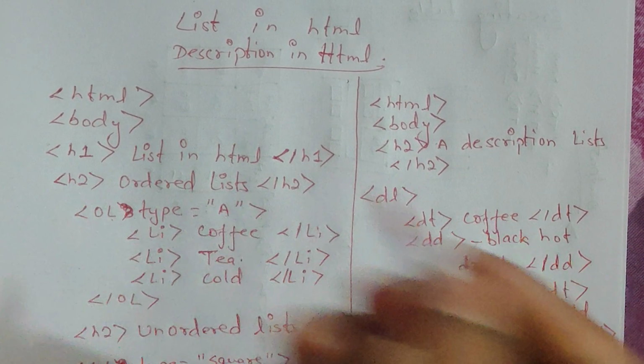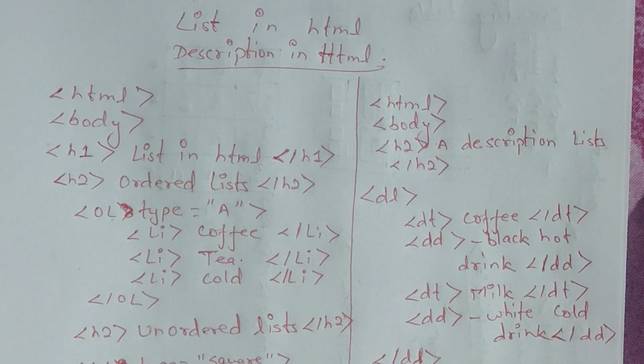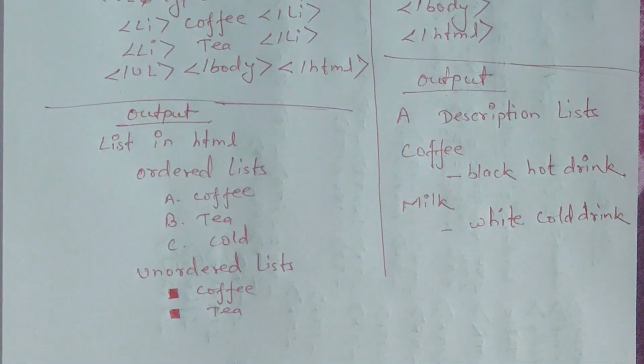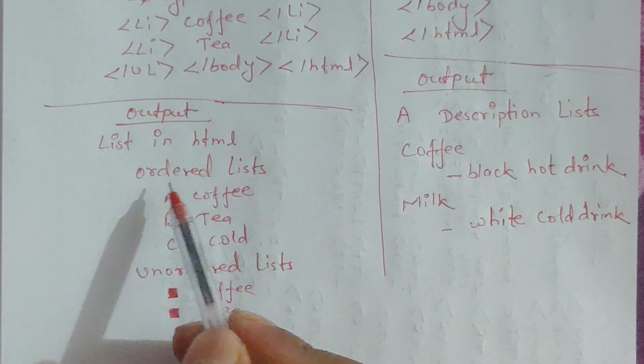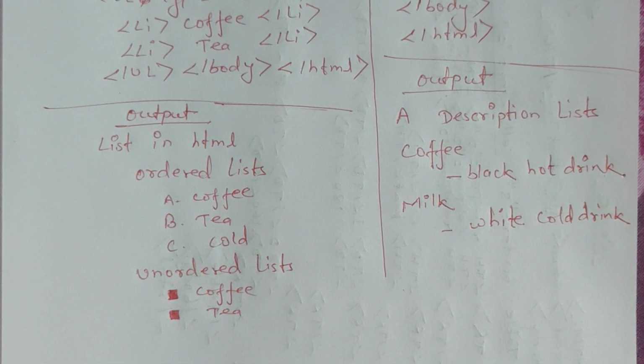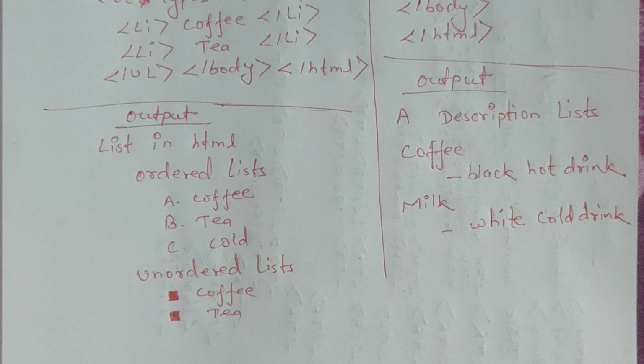So let's see. First of all, we will see lists in HTML. So how to write, you can see, I will show you the output first. Yes, so you can see here lists in HTML, ordered list. So there are generally two types of list: ordered list and unordered list, okay, and a descriptive list.